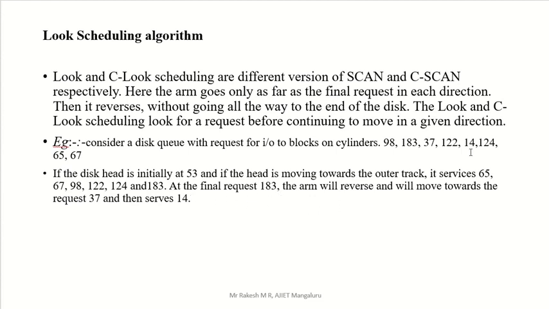So what is the last request? 183. And the first request is 14. There you can stop, and at 183 also you can stop, and reverse your phase at that last request itself. No need to move again to the dead end. So we can reduce our time.